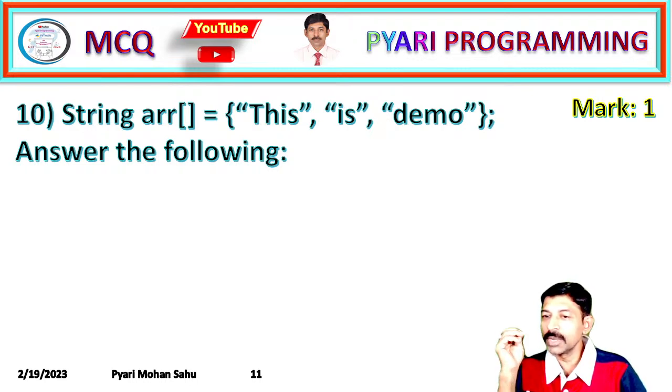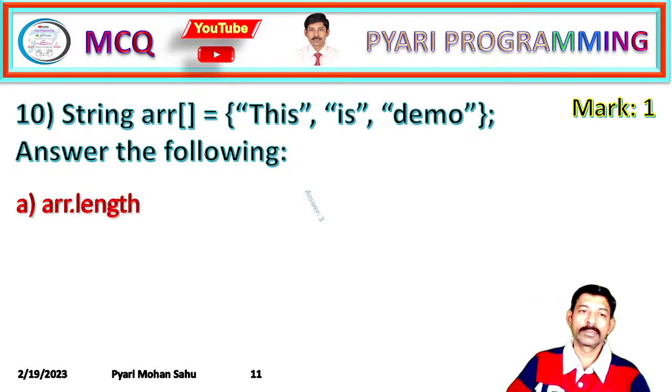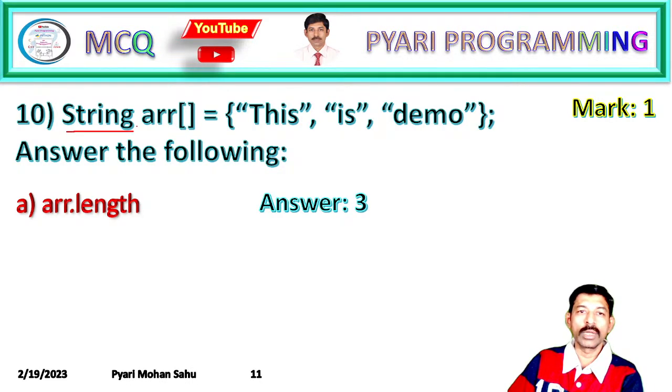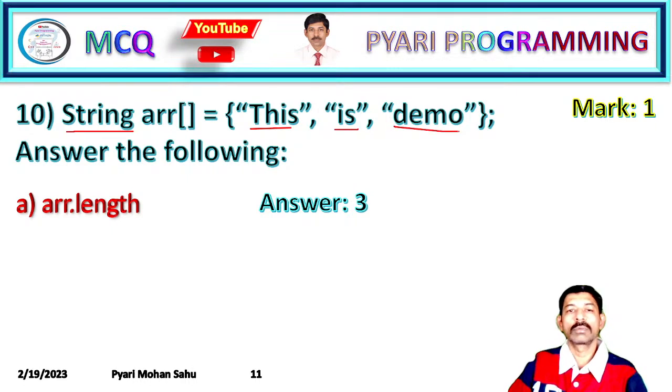I have changed it. There the answer is 3 because we have 3 elements. I have changed this one to string. So though we have 3 elements, the output is your 3.